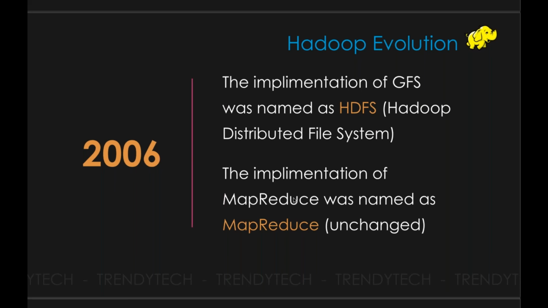Also, they took the paper MapReduce and implemented it, but in this case, they have not changed the name. The name is still kept as MapReduce even after the implementation. That means from GFS, we got HDFS as the implementation, and from MapReduce, we got MapReduce as the implementation.